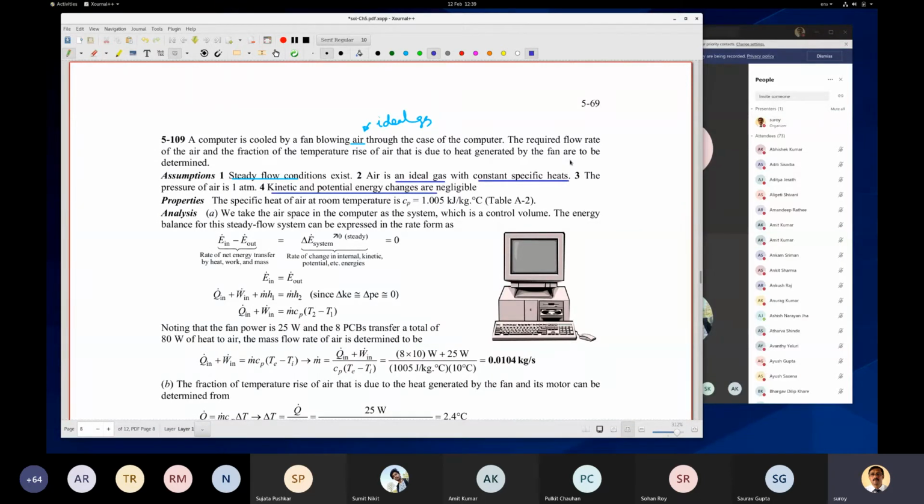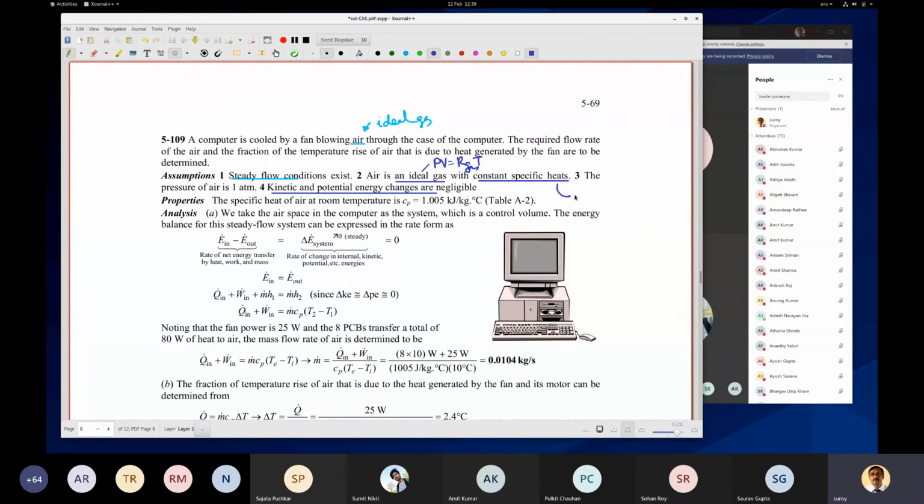We know in reality the specific heat is not constant, it varies with temperature. That is why you have to look up the tables to find the change in enthalpy, unless you assume it to be an ideal gas. Ideal gas is different from constant specific heat.